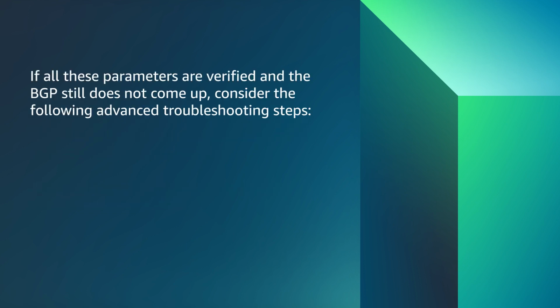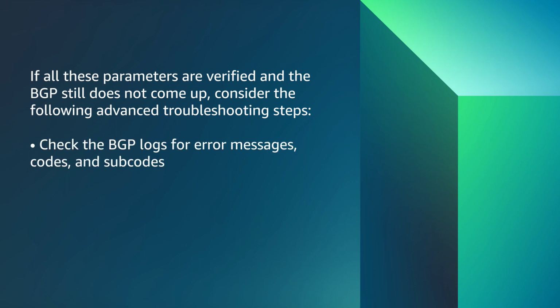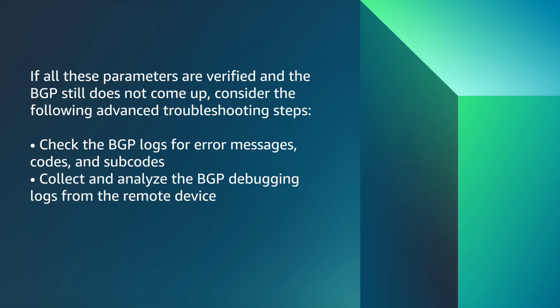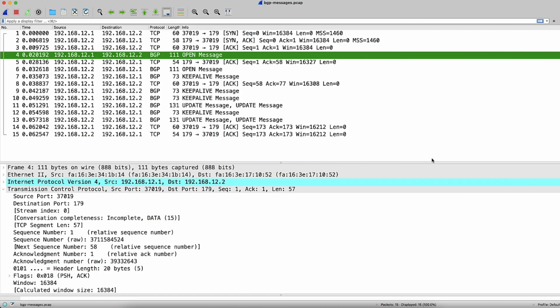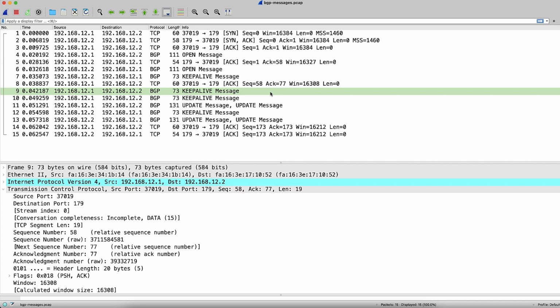If all these parameters are verified and the BGP still does not come up, consider the following advanced troubleshooting steps. Check the BGP logs for error messages, codes, and subcodes. Collect and analyze the BGP debugging logs from the remote device. Analyze BGP messages from packet captures. Let's look at an example packet capture showing BGP message exchanges between two peers filtered on TCP 179 and peer IP addresses. Here, you can see all the standard BGP messages exchanged between peers such as open messages and keepalive messages. And now you know how to troubleshoot BGP related connection issues when using AWS Direct Connect.